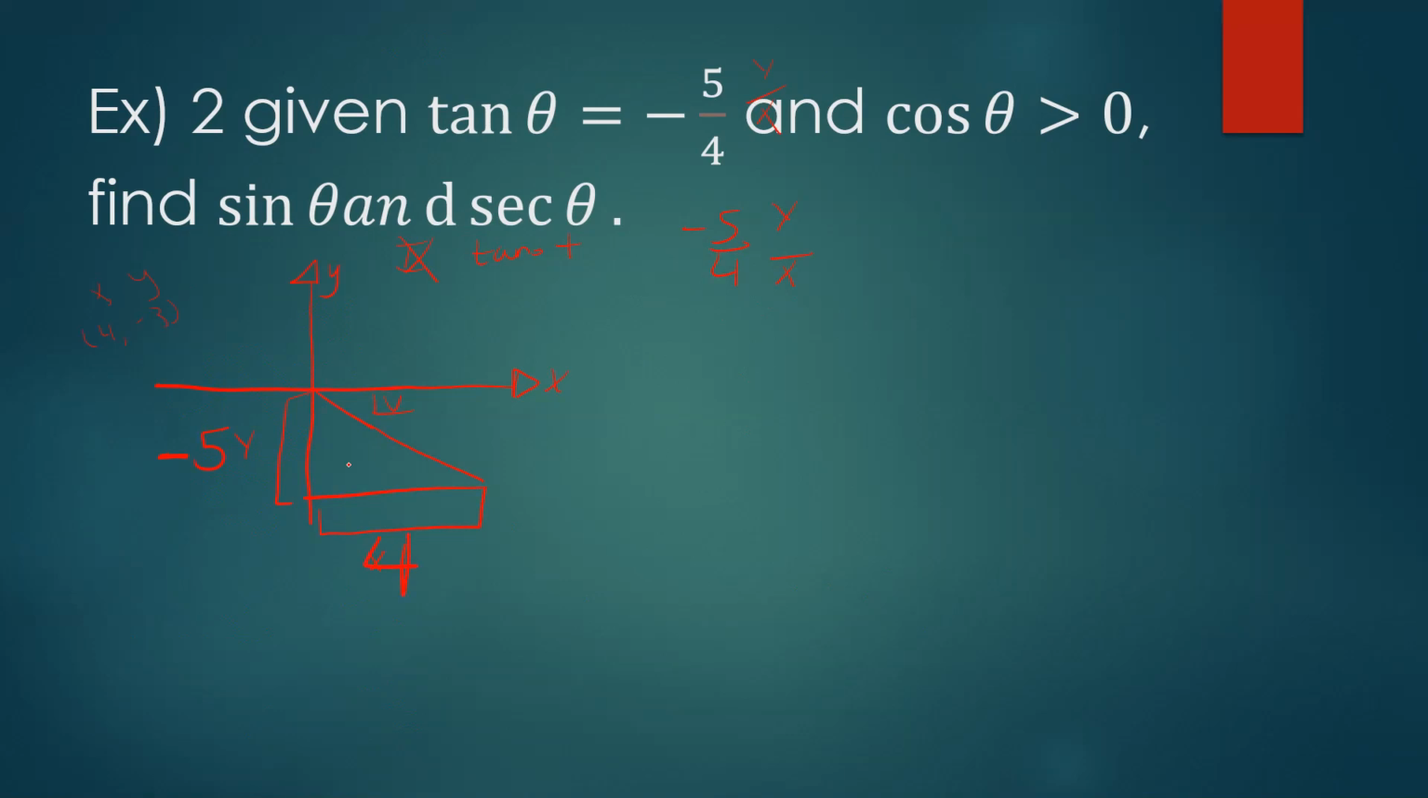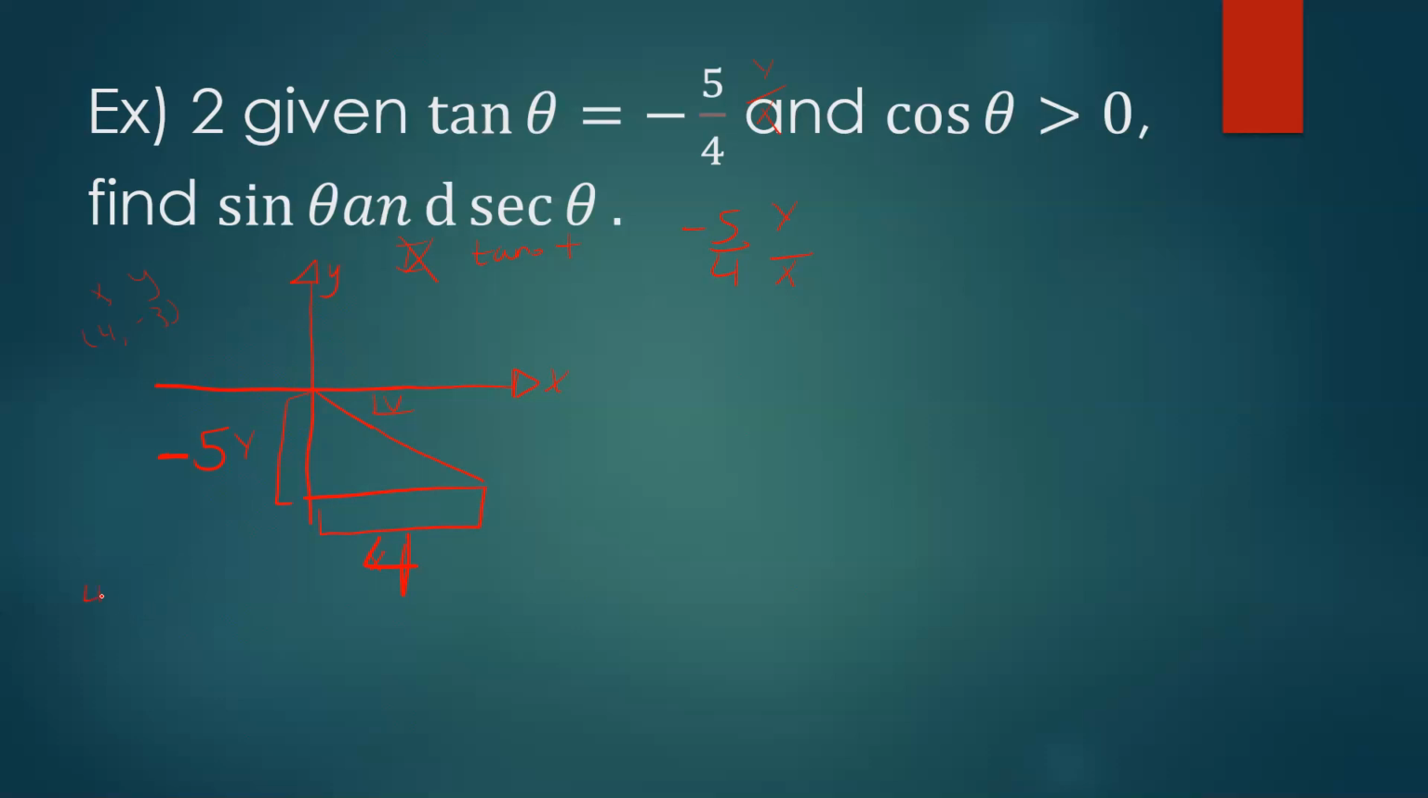So we have to find two things, sine theta and secant theta. Now that we have this triangle, what do we have to find next in order to finish this problem? We have to find the radius, or the hypotenuse, right? You could use the Pythagorean theorem or the other formula, radius squared equals x squared plus y squared. You're going to get the same answer. I'm just going to use the Pythagorean theorem.